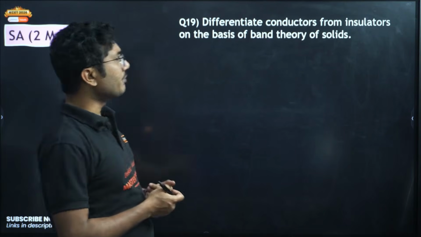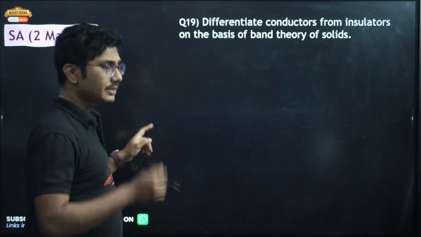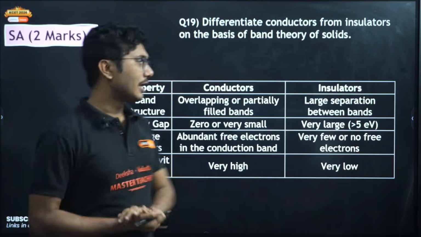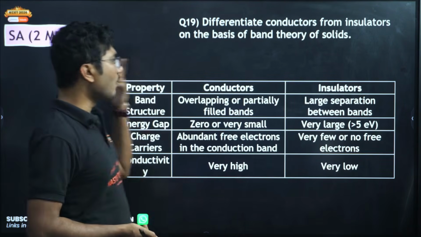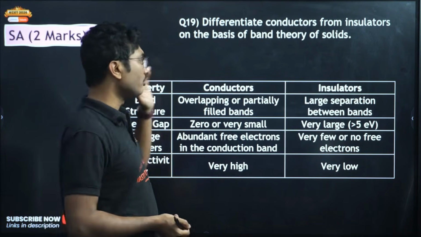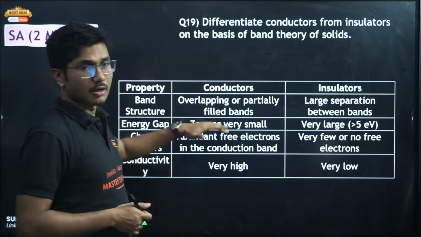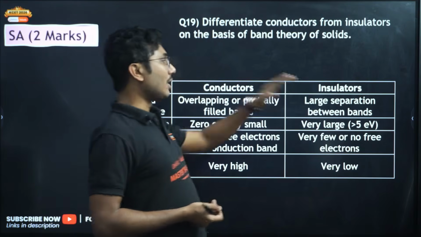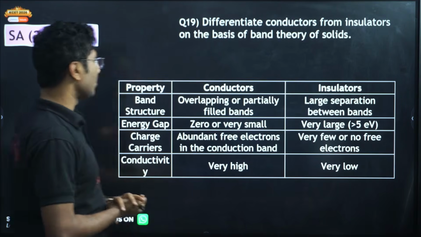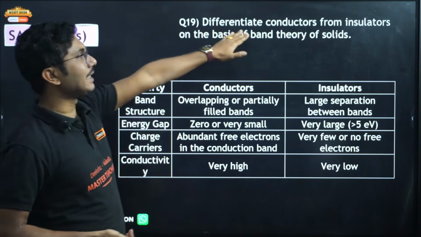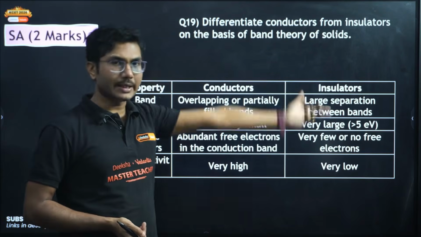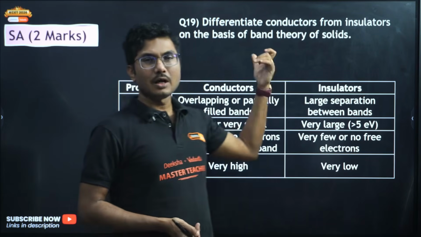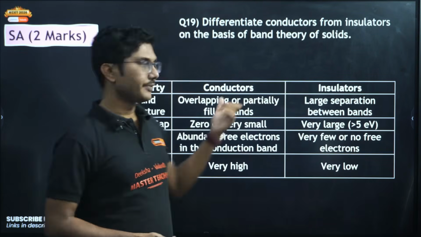Differentiate conductors from insulators on the basis of band theory of solids. Very important. Differentiation means obviously you have to write the difference table. Band structure: overlapping or partially filled bands. In case of conductors, both valence band and conduction band overlap. Now, large separation between the bands in case of insulators. The same question might come in case of semiconductors also, so you have to prepare that as well. There the separation is small but still distinct.